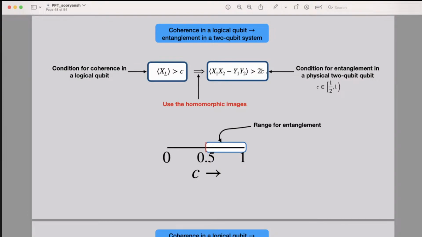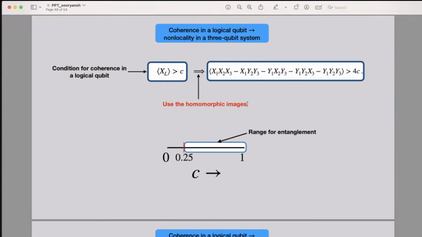But in this talk, if we put c between half and 1, then this is the condition for entanglement, x1, x2 minus y1, y2 greater than or equal to 1. So the point is that a condition for coherence gives rise to a condition of entanglement if one suitably uses the homomorphic images which are given by the homomorphism of two different stabilizer groups.